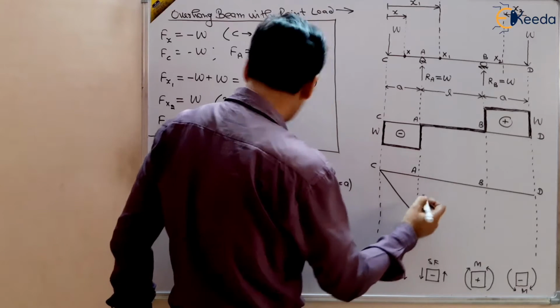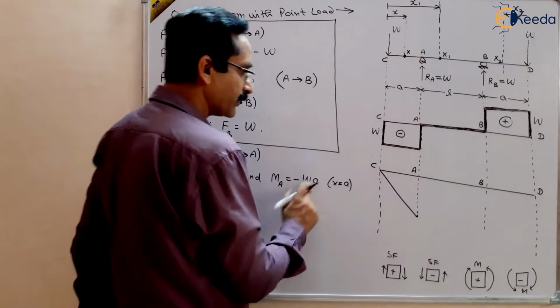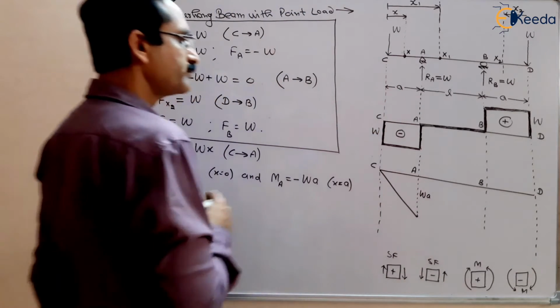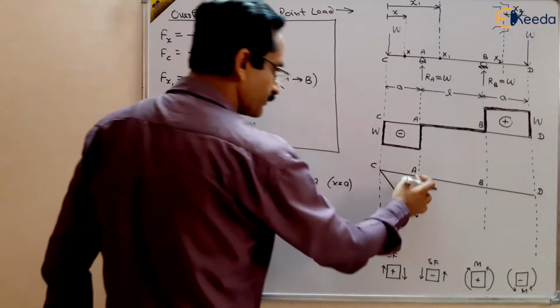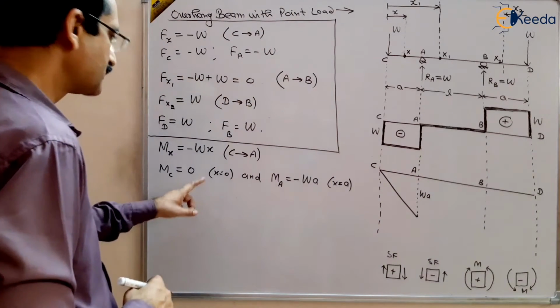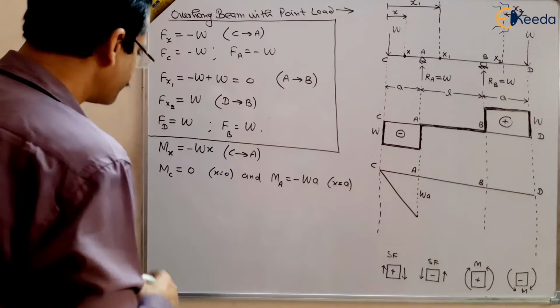And what is the intensity of this at A? This is WA, negative WA, right? So this is WA, this much, this is WA, right? So this is the variation from C to A.